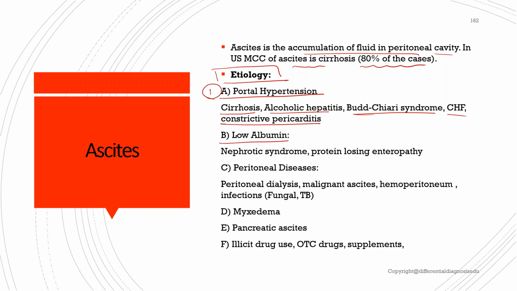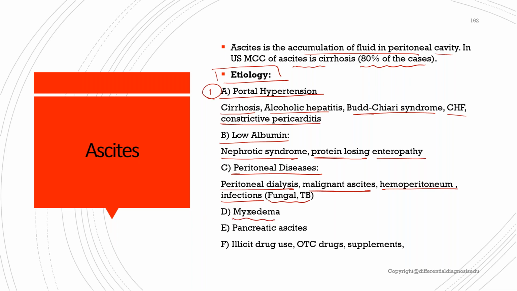Low albumin level can cause ascites. Low albumin will decrease oncotic pressure, which will result in increased hydrostatic pressure, and that can cause ascites. So low albumin can be caused by nephrotic syndrome, protein losing enteropathy. Peritoneal diseases, patients on peritoneal dialysis, malignant ascites, hemoperitoneum, infections can cause ascites.